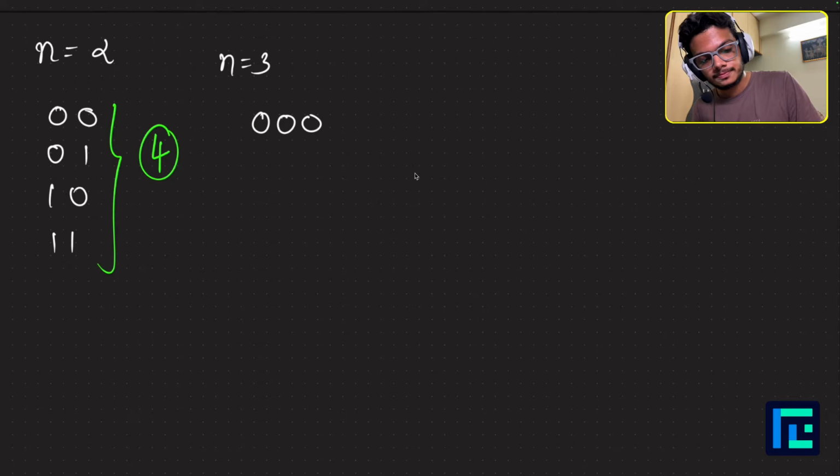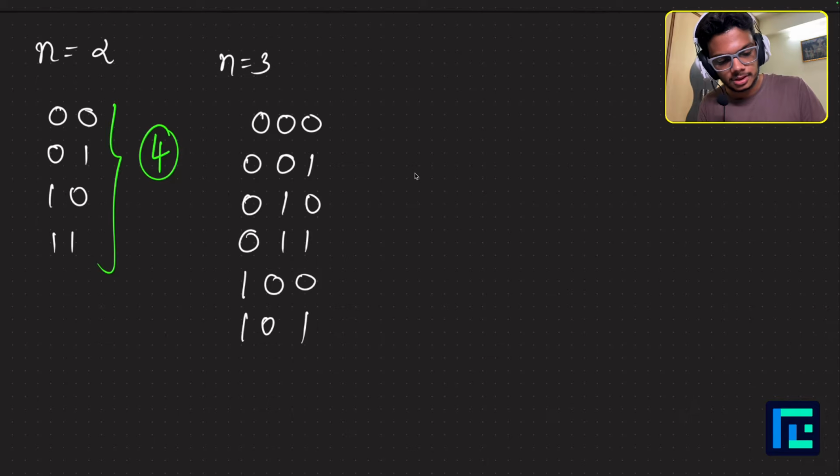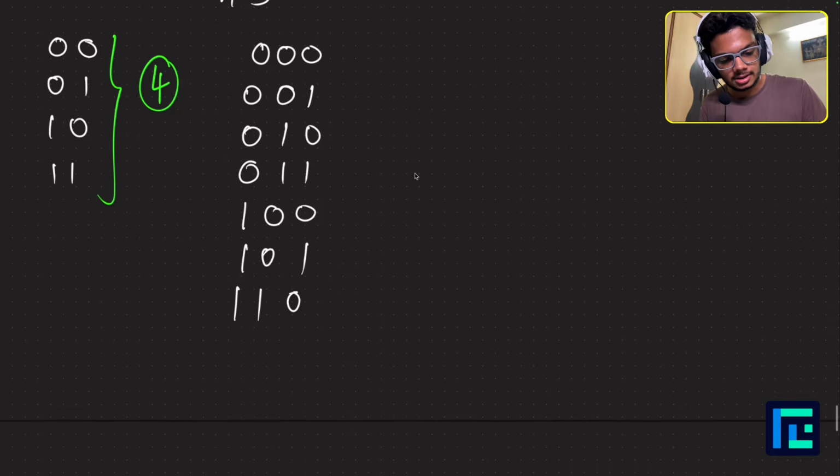So 000, 001, 010, 011. If we observe, effectively I'm listing down all the binary numbers from 0, 1, 2, 3 and so on. I hope you know a little bit about binary numbers, because if I discuss them here it will make the video unnecessarily long. How you convert from decimal to binary would be helpful here. So this is 0, this is 3, then I'll write 4, then 101, 110 which is 6, and 111.